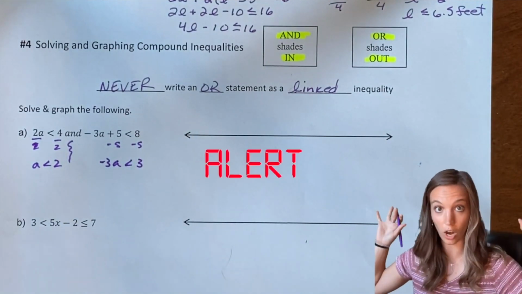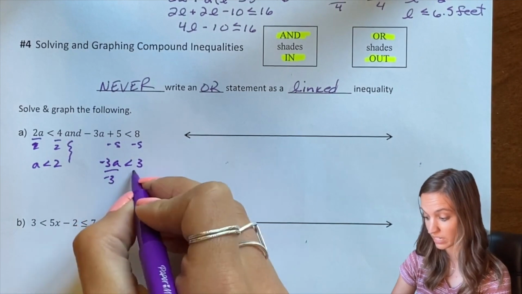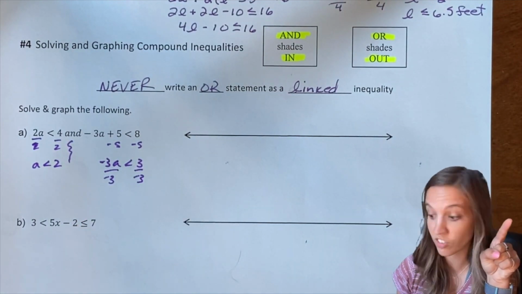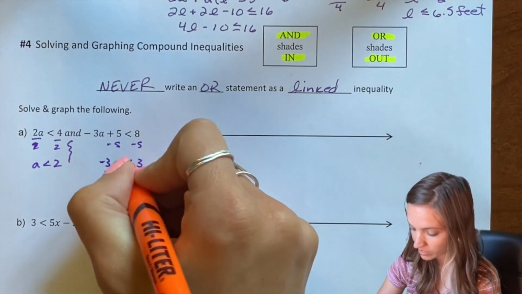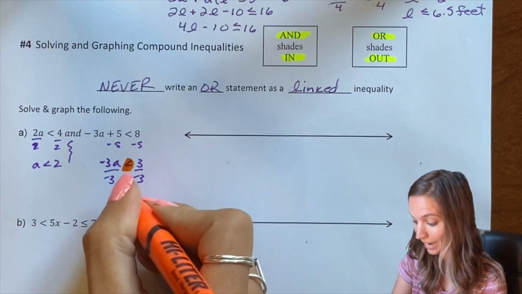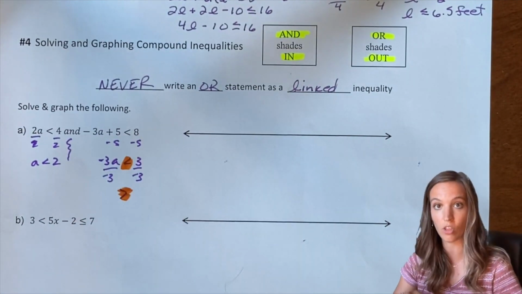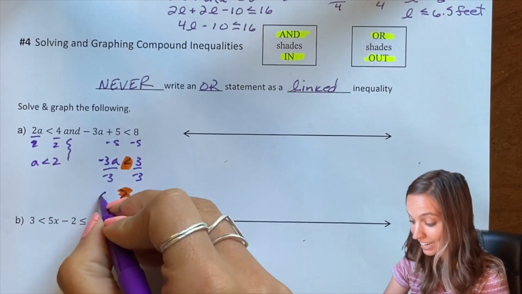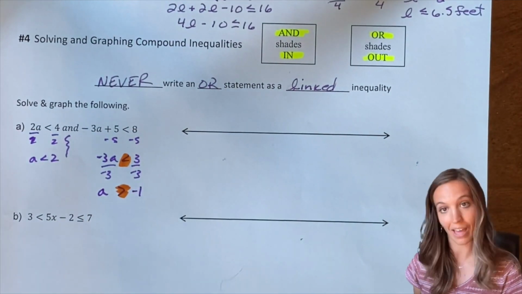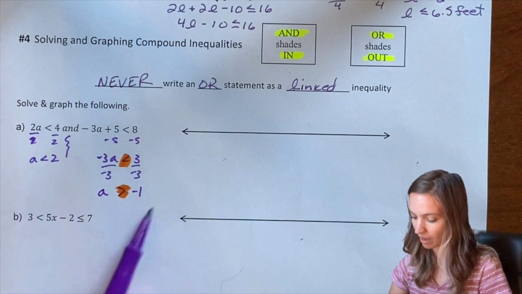This is where alarms should be going off, because right here, when I divide by negative 3, what should we be thinking? I hope that you're saying flip that inequality. I'm going to flip this inequality sign. So it was less than, but now I'm going to make sure I write it as greater than. Be so careful. Be on the lookout for that. It's only because I was dividing by a negative number. So A is greater than -1. So far I've got this kind of solution.